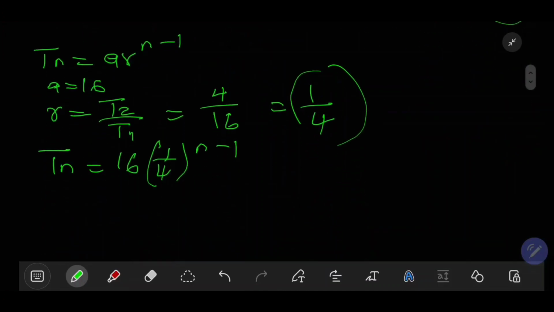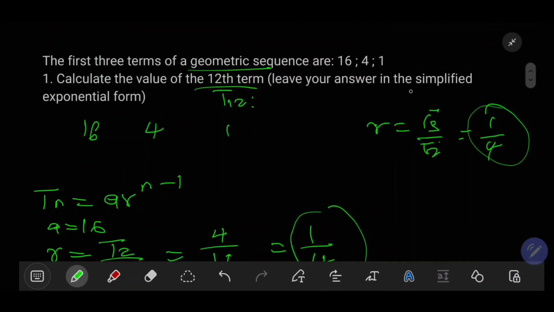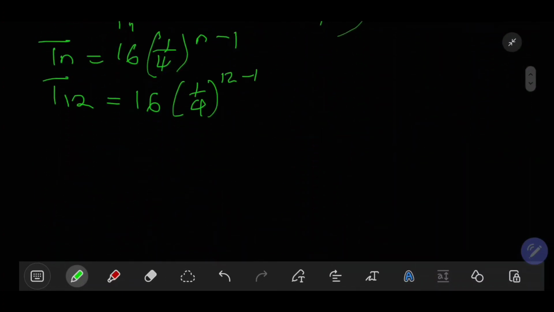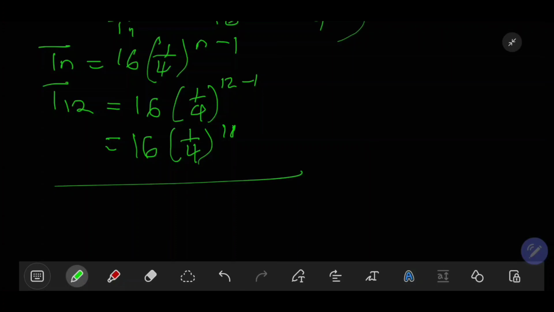So we're looking for T12. T12 is equal to 16 times 1 over 4 exponent, then our n is 12 minus 1. Then they said we must leave this in the simplified exponential form. So you don't need to press your calculator, you just have to simplify this expression here, and then the exponent here is 11. So this is term number 12. This is what the question was looking for.